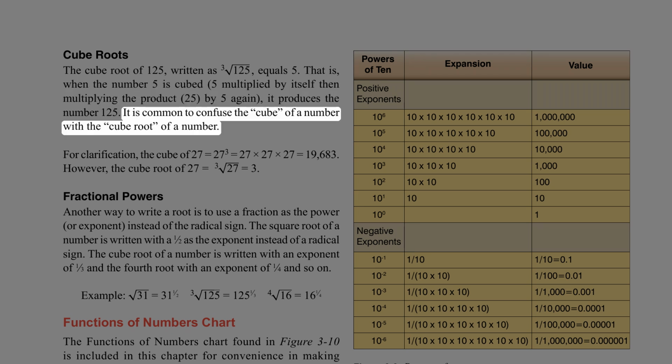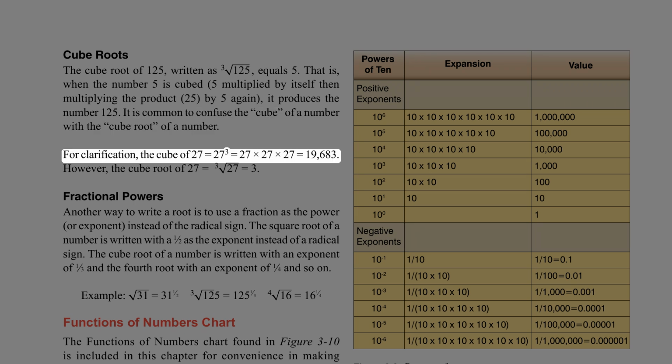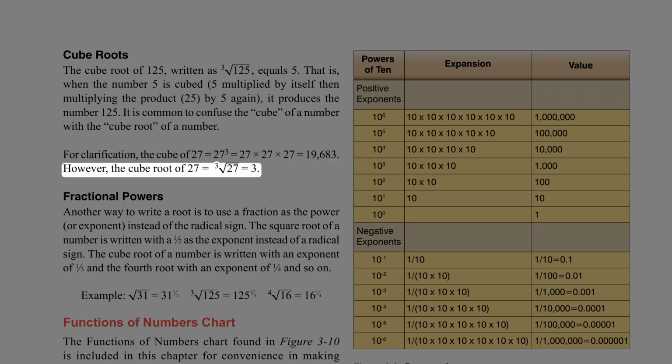It is common to confuse the cube of a number with the cube root of a number. For clarification, the cube of 3 equals 3 times 3 times 3 equals 27. However, the cube root of 27 equals 3.